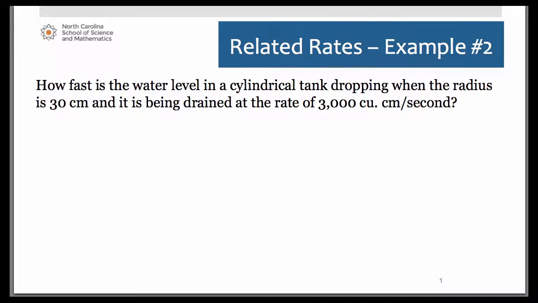Now there's a very important clue in here as to the type of problem it's going to involve. Notice how the rate we are given is in cubic centimeters per second. That cubic centimeters is a volume measurement. So that's really the only clue you're getting, that this is going to involve volume of a cylinder.